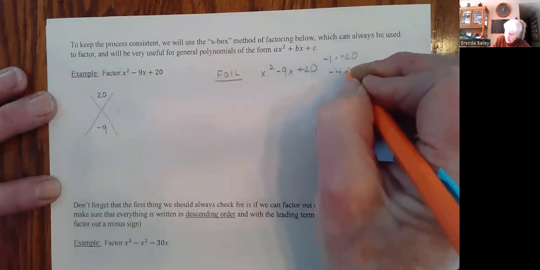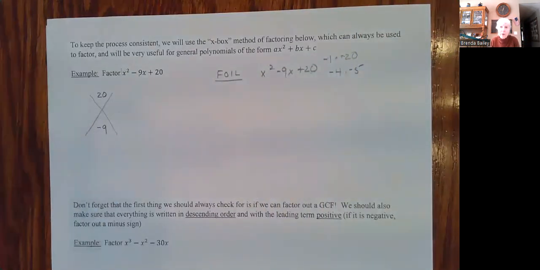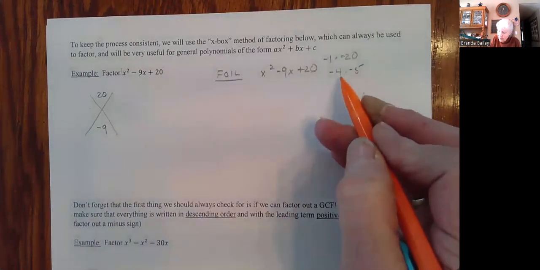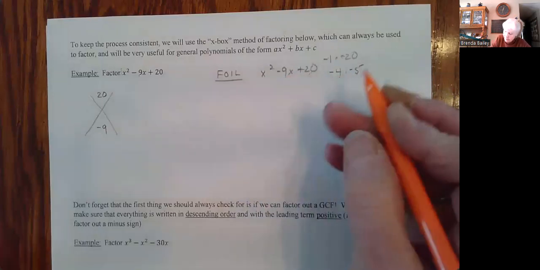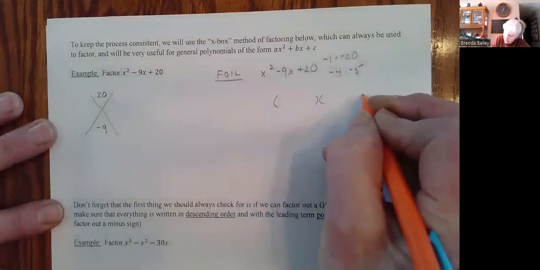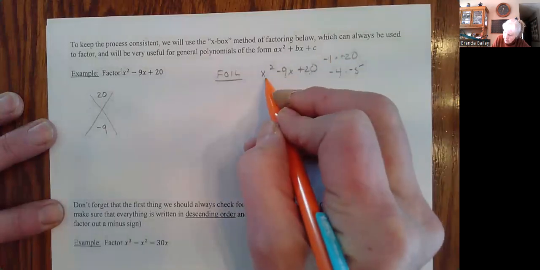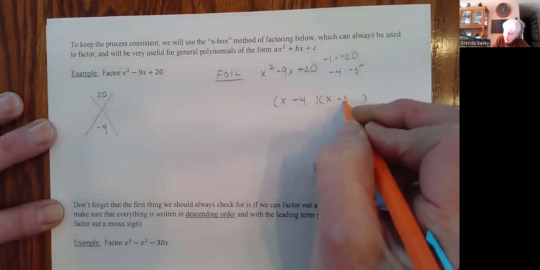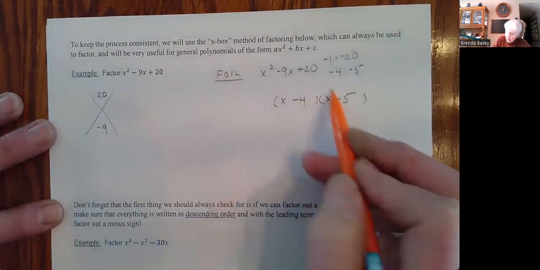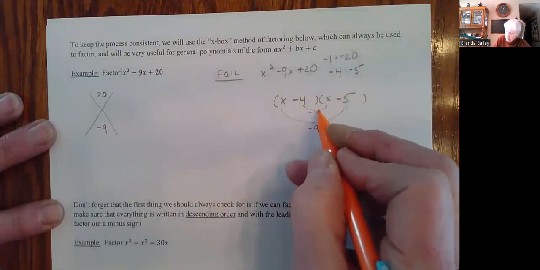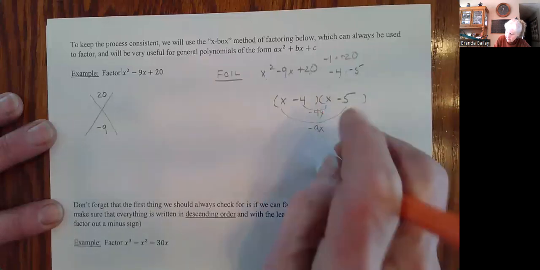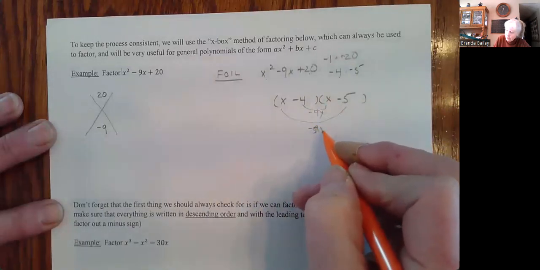Negative 4 times a negative 5, and that may have been obvious to a lot of you right away. If not, 2 and 10. You'd add 12 then for the middle term. But here, these multiplied together give you the positive 20, added together give you the negative 9. So x times x gives you x squared, minus 4 minus 5, multiplied gives you negative 4x and negative 5x. Excuse me, not 9, 5. I was thinking of the answer. You get a negative 9x.